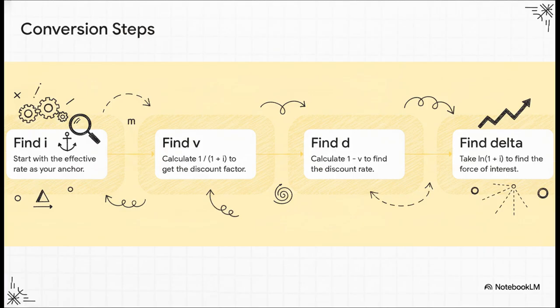Let's do a super fast numerical example. If i is 5%, you immediately find v by calculating 1 divided by 1.05, which gives you a discount factor of roughly 0.952. Then, d is just 1 minus 0.952, which is 0.048, or a 4.8% discount rate. And finally, delta is just the natural log of 1.05, roughly 0.0487. If you master this step-by-step pipeline, conversions will literally never trip you up.